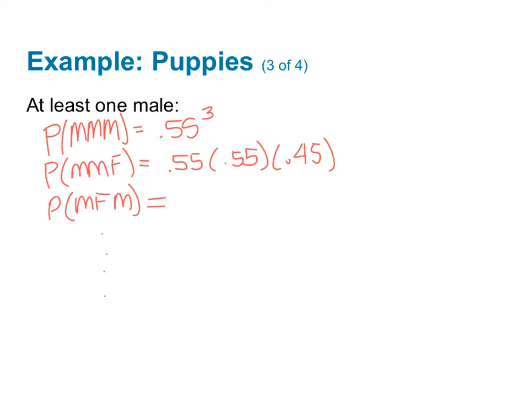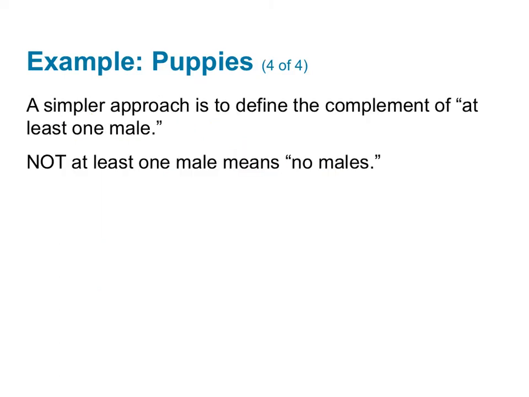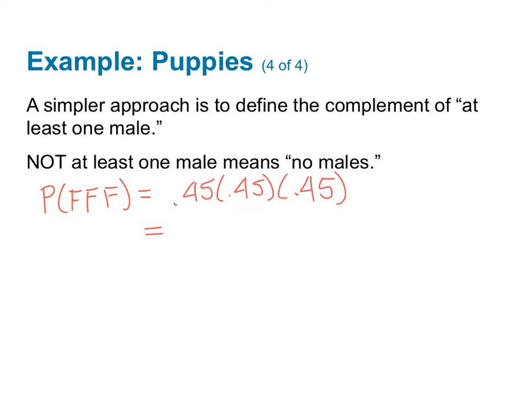But we have another way that we can do this. The simpler approach is to define the complement of at least one male, and that would be not at least one male, so no males. So that means we would be just looking at the probability of female, female, female, and that would be 0.45 times 0.45 times 0.45. And if you put this in Excel, you would get 0.091125.